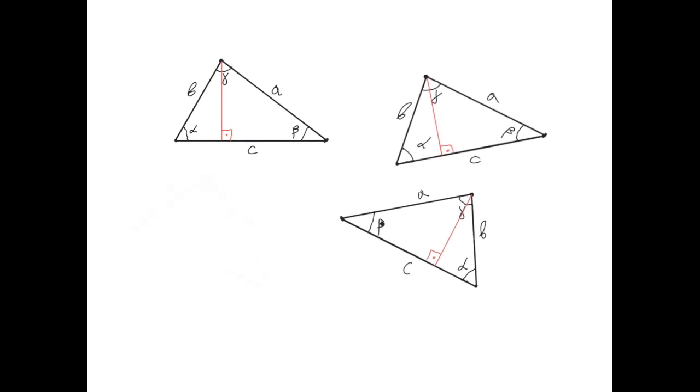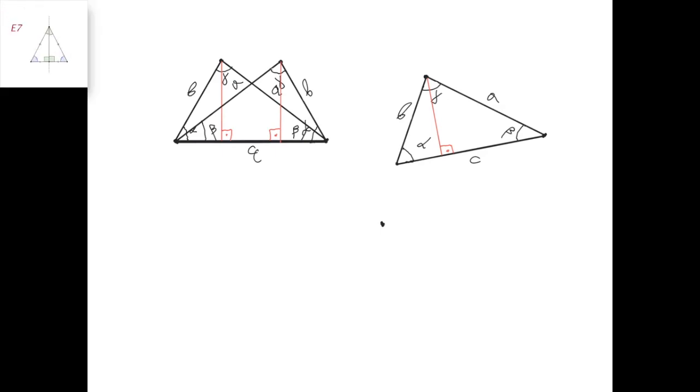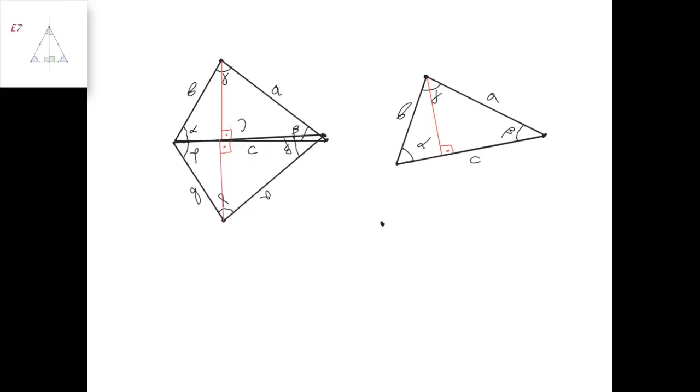But now see what happens with this triangle. If I try to put it on top, it wouldn't fit. That's because it is a mirror reflection of the other triangle. See, if I put it like that, you're going to notice that this point and this point are mirror images of one another with respect to this line. And so this triangle must be congruent to this triangle.